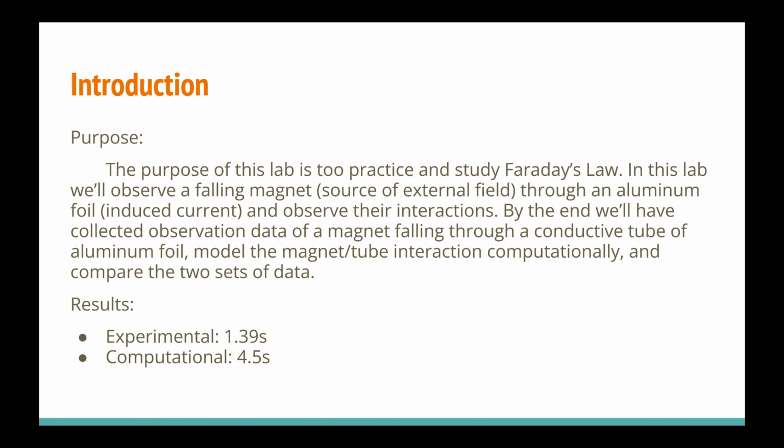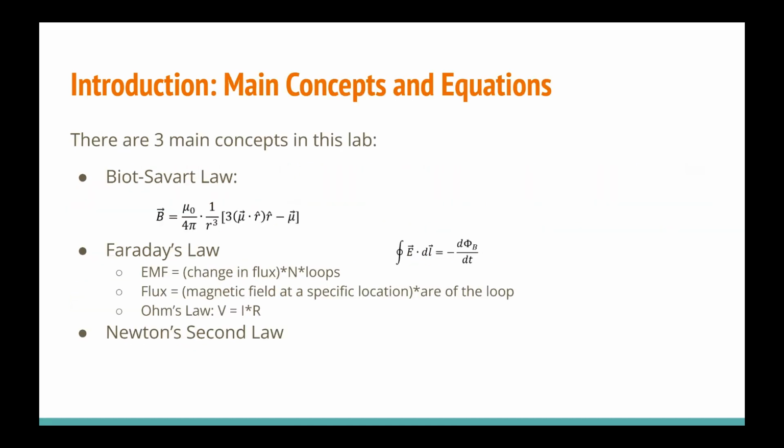In this lab, we'll observe a falling magnet, a source of external field, through aluminum foil, inducing current, and observe their interactions. By the end, we'll have collected observation data of a magnet falling through a conductive tube of aluminum foil, modeled the magnet-tube interaction computationally, and compared the two sets of data. The result of the experiment was 1.39 seconds, and the computational data was 4.5 seconds.